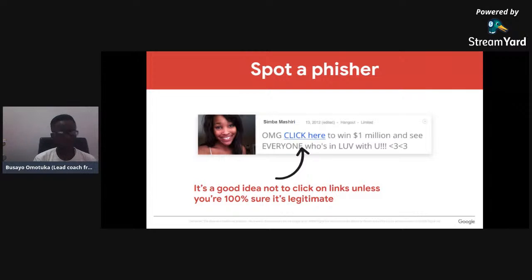In this kind of scenario, it's a good idea not to click on a link unless you are 100% sure it's legitimate. I'm appealing to us teachers: when we are training these students, we should put it in their minds. We should cultivate the habit of investigating and being sure of a particular link before they click on it. So let's see another example.